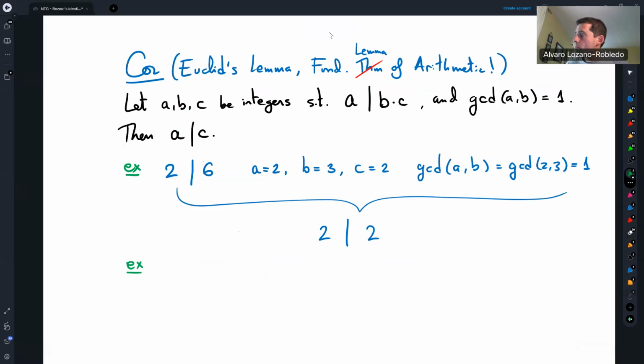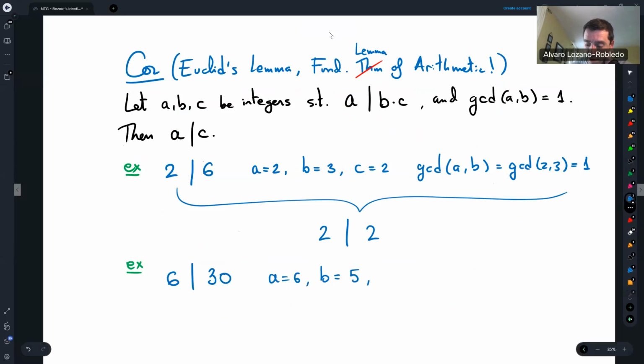Let's see, for example, let's say 6 divides 30. Okay, here A is 6 and B is 5, while C is 6. This actually does make it a little bit more complicated. Let's write 150 instead of 30, say.